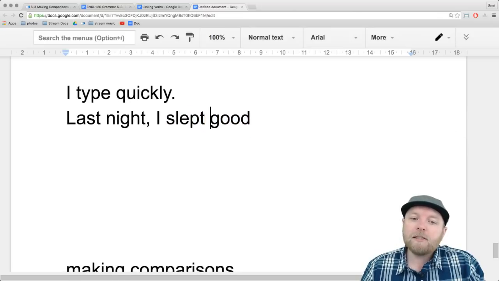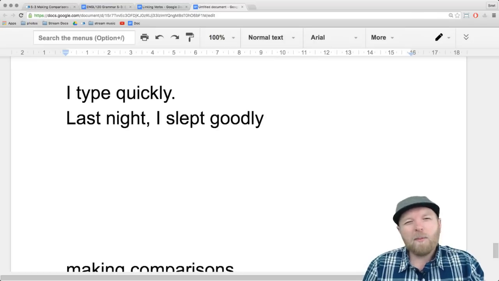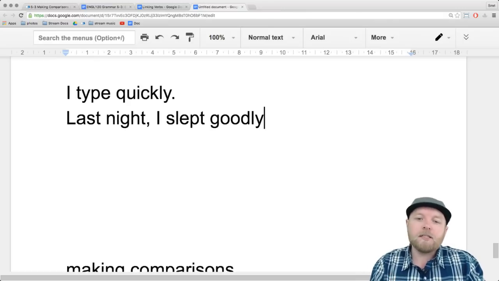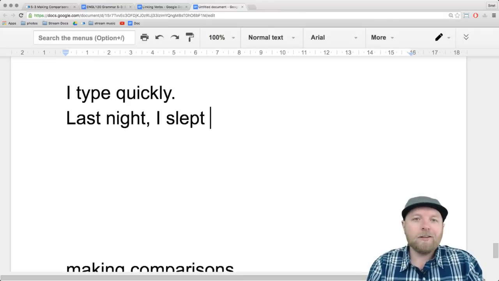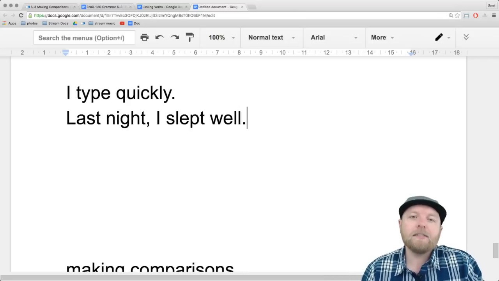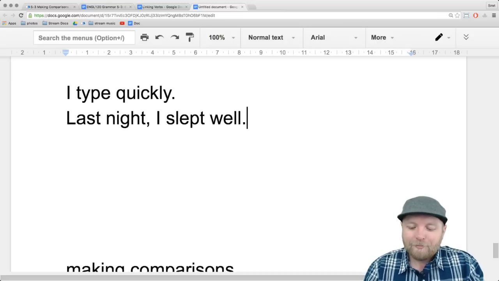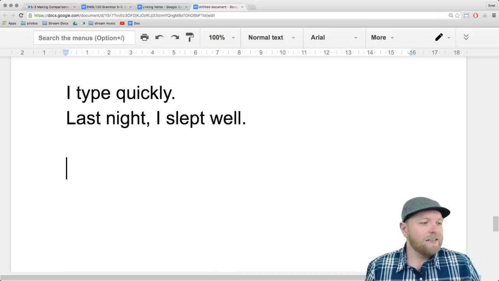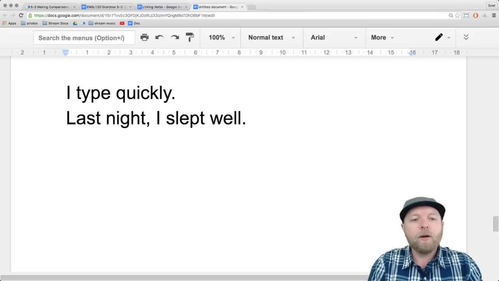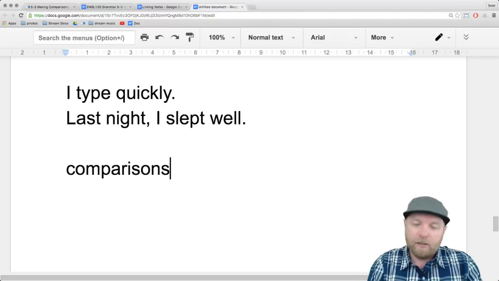So we must change this to an adverb. Now, do we say goodly? Is that good English? No. So remember I said it's like 90% of the time, 95% of the time. Well, how do we say goodly? Well, we say well. I slept well. Last night I slept well. Okay, now this is important later when we start talking about comparisons.